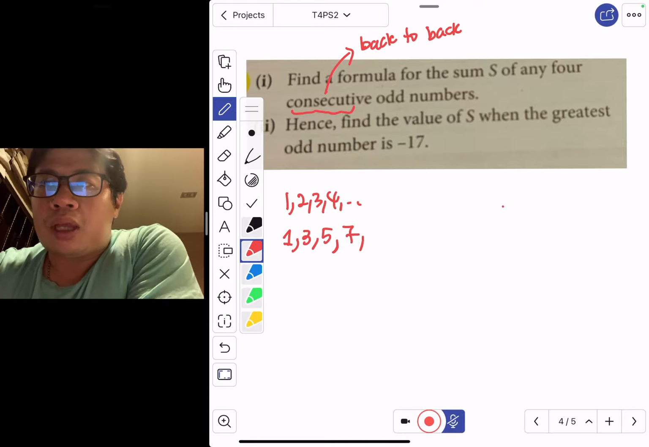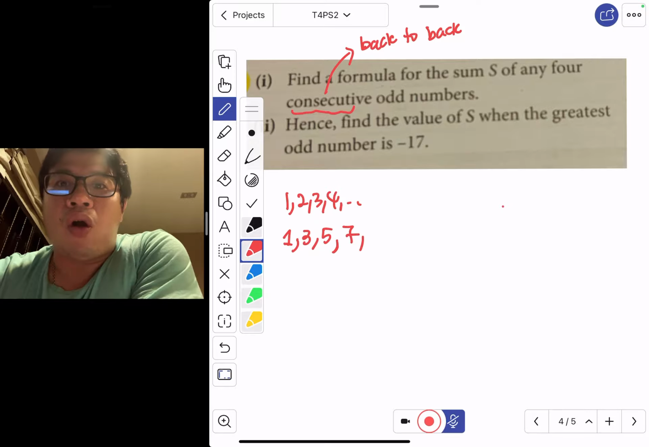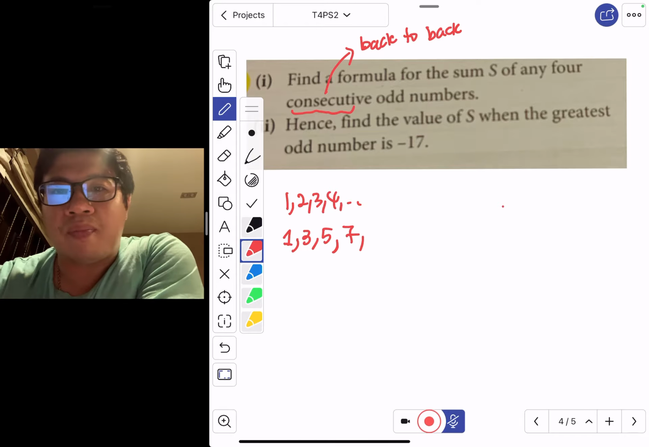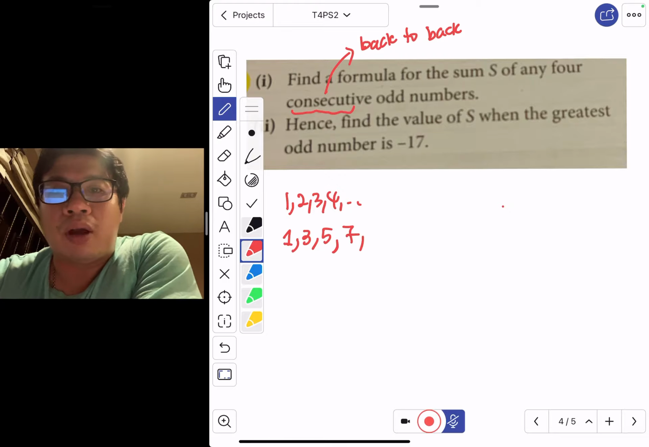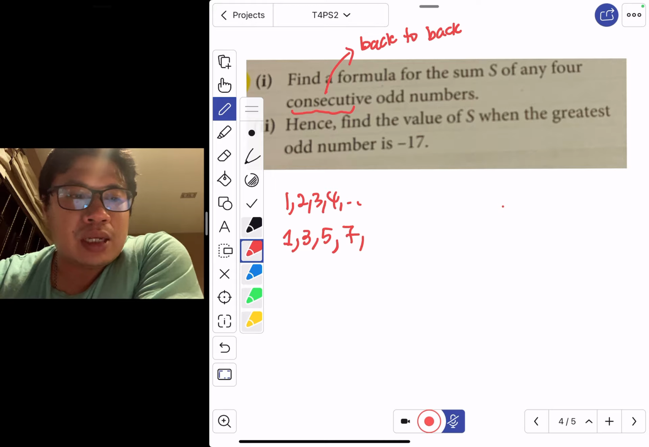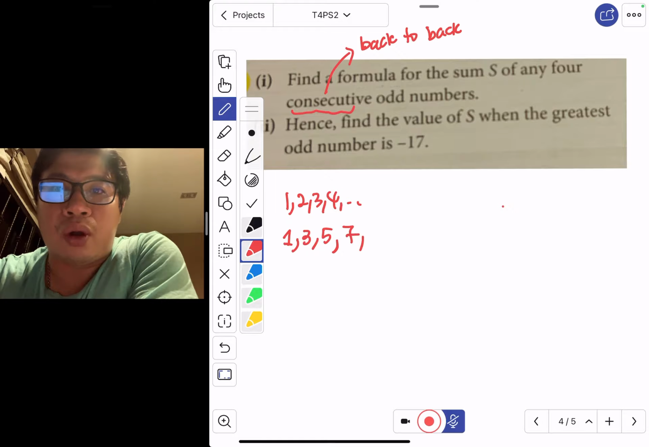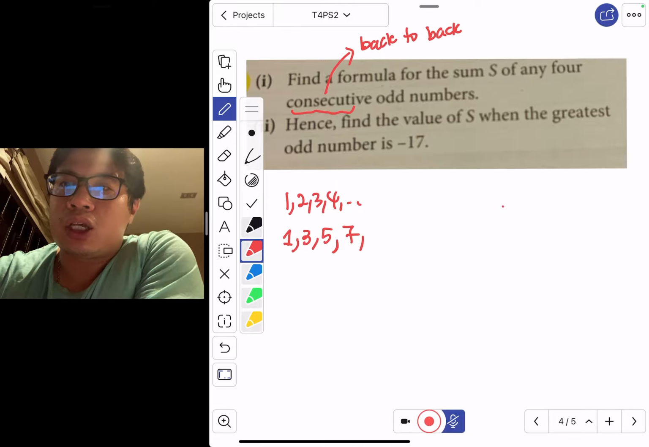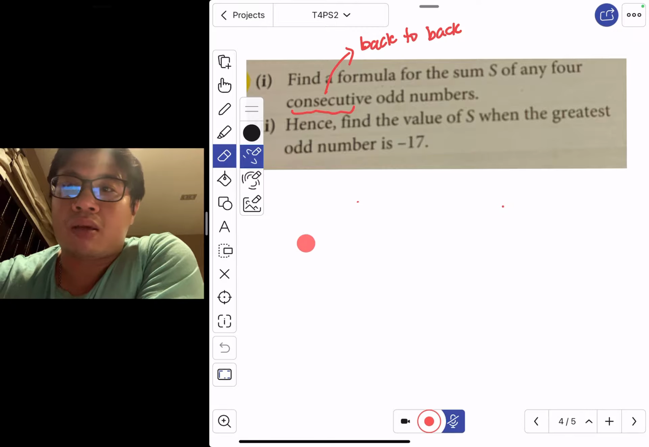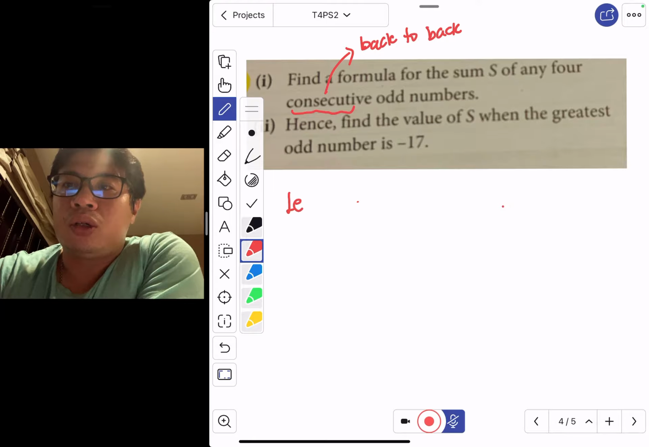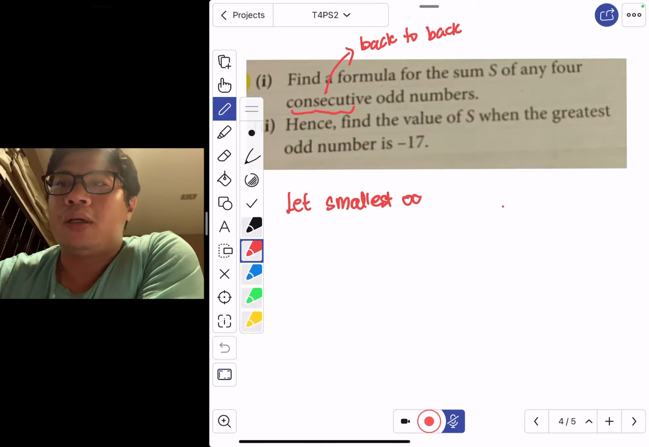So if I want to have a formula for any 4 consecutive odd numbers, first of all, I need to define a variable, right? We need at least a letter that represents one of the numbers. Now the answer for this question is not unique. It depends on which number you choose as your variable. For me, I'm just going to let the smallest odd number be x.